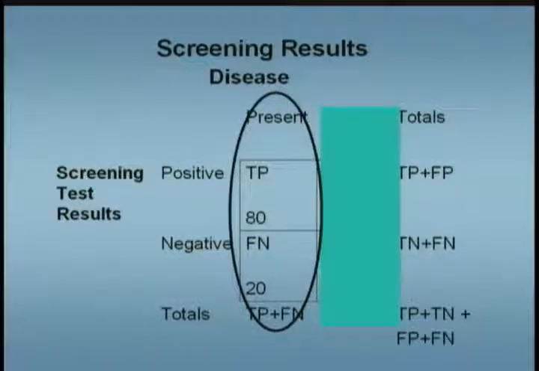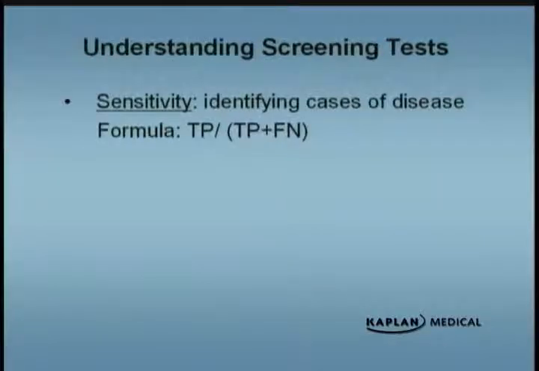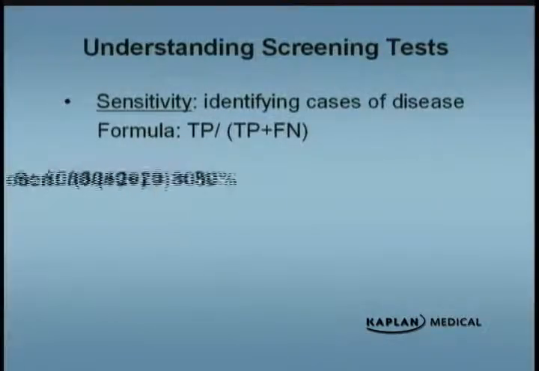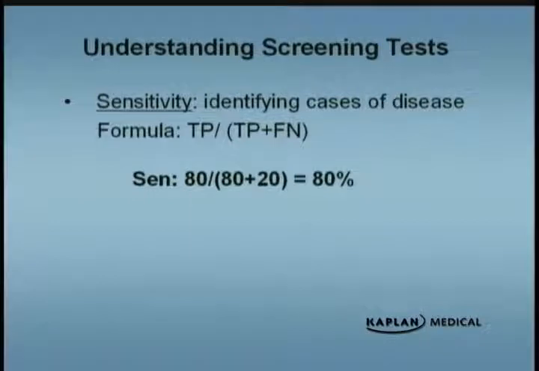True positive divided by true positive plus false negative. Another way to say that is the true positives divided by all the diseased people. Please note that everything in that calculation is a diseased person. Of course it is. It's sensitivity. It's all about disease. The formula is therefore straightforward, and the calculation is easy as well. When I plug my numbers in from the table, I find 80 divided by 100, or 80% sensitivity.